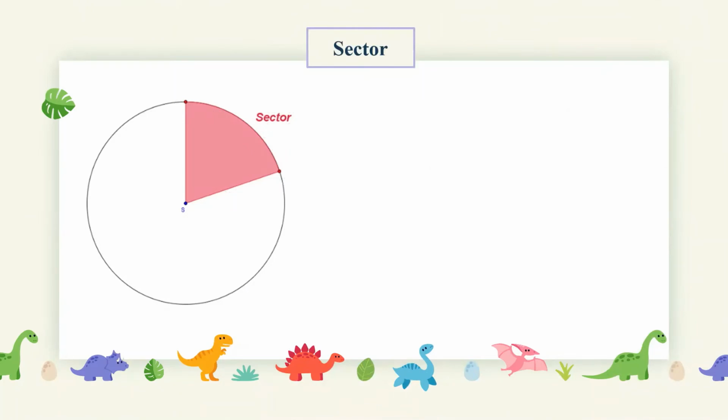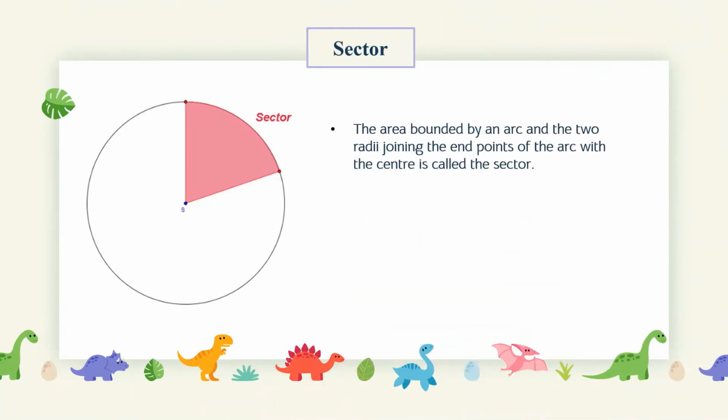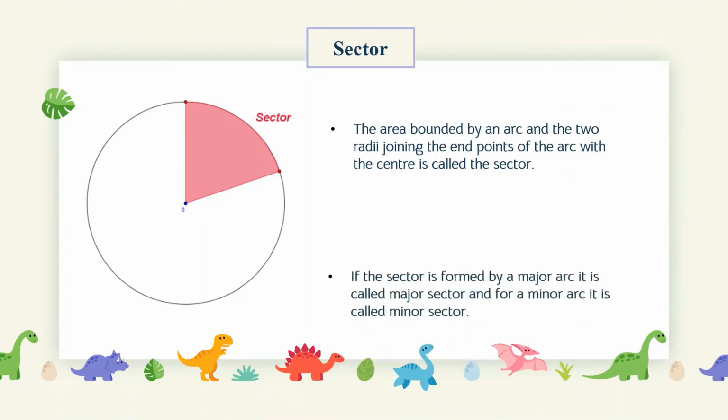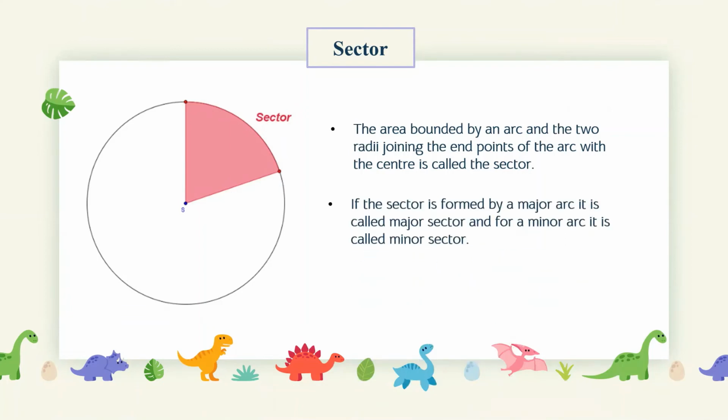Now let us go through sector. The area bounded by an arc and the 2 radii joining the end points of the arc with the center is called the sector. If the sector is formed by a major arc, it is called major sector. And for a minor arc, it is called minor sector.